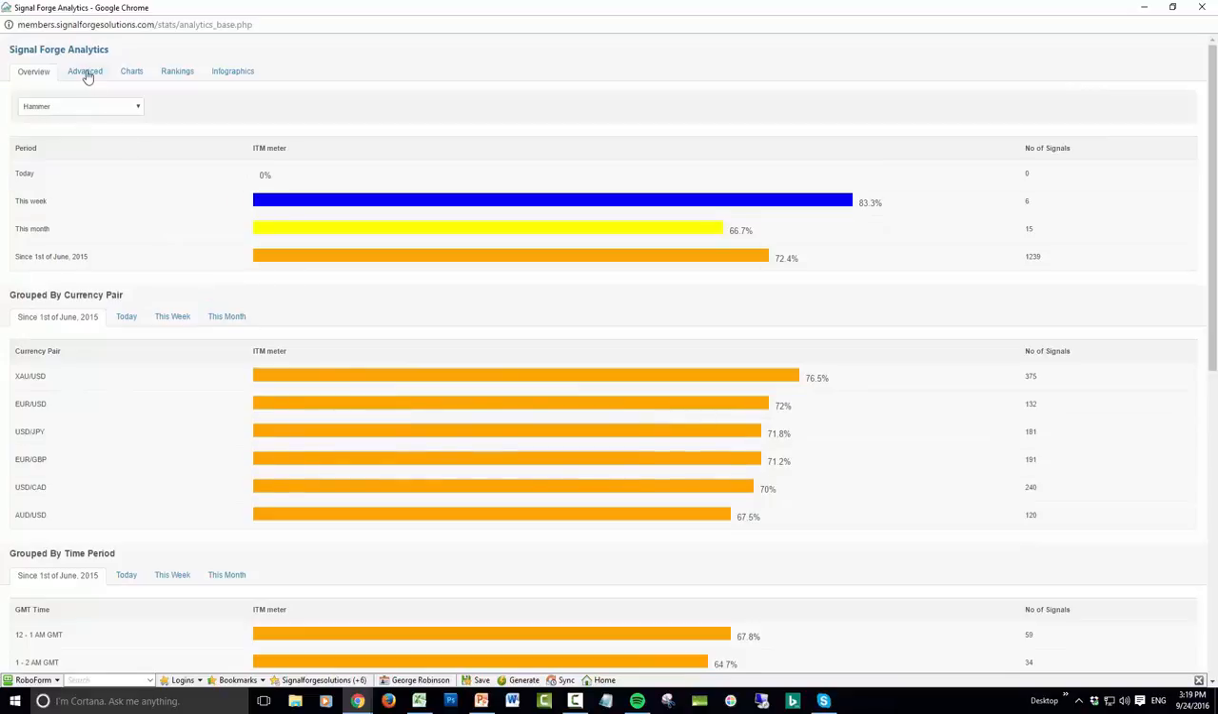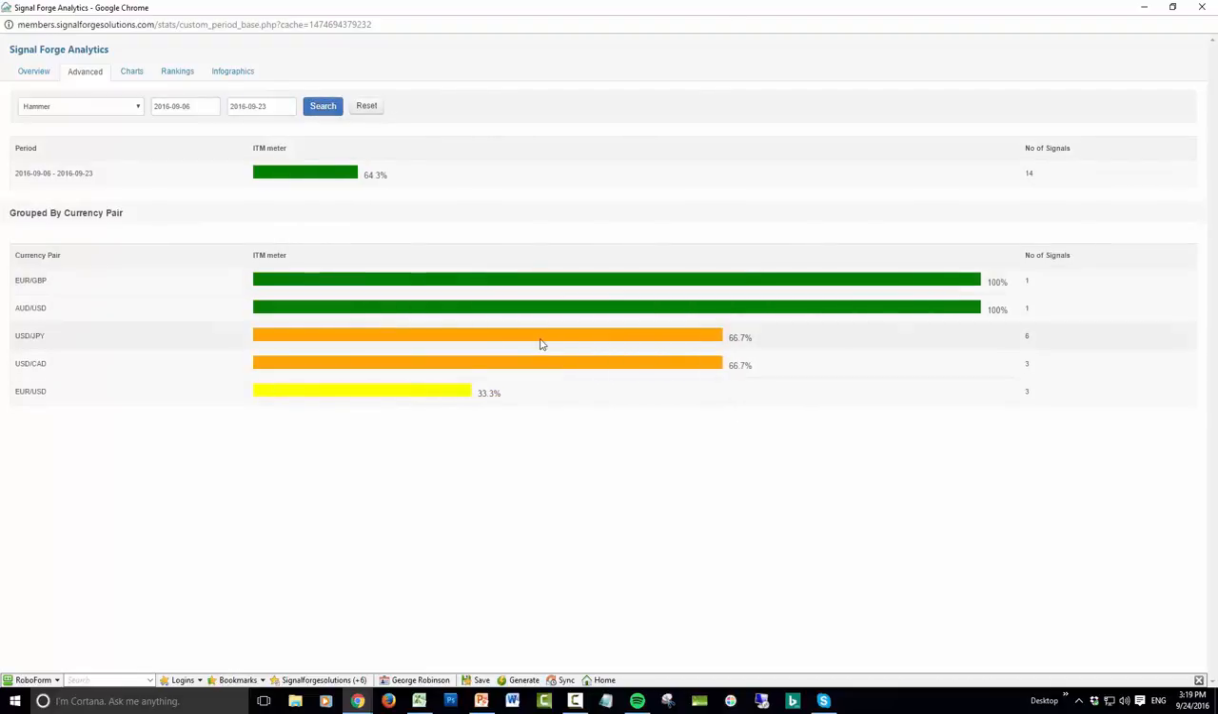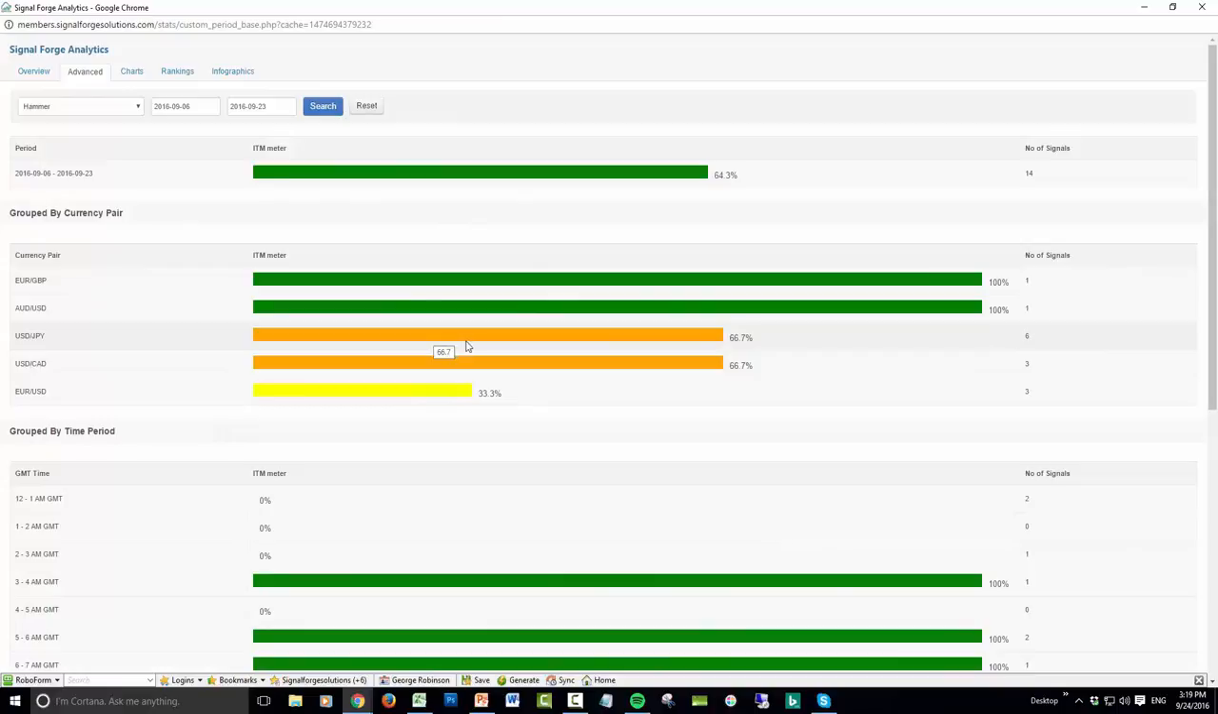So on there, if you want to drill down further, click on this Advanced tab, and it will show you the same results effectively, but you can specify which date you're looking for. So if you just want to see this month, or say from the 6th to the 23rd of September, click on search. It'll show you the results just based on that given parameter, and obviously for this Hammer system that we're looking at. Okay.